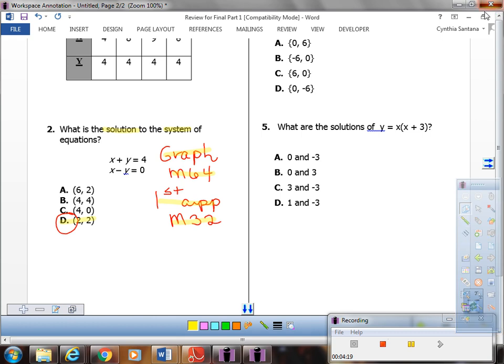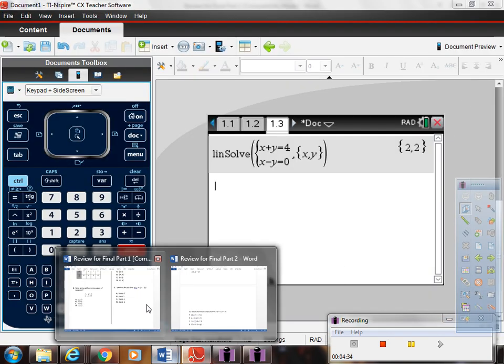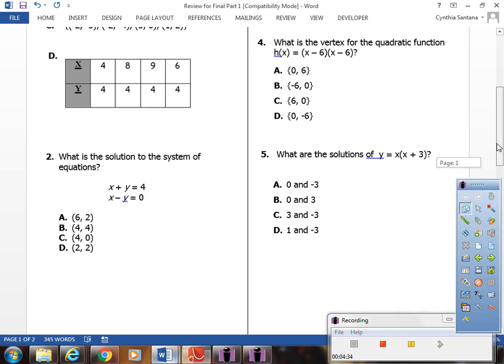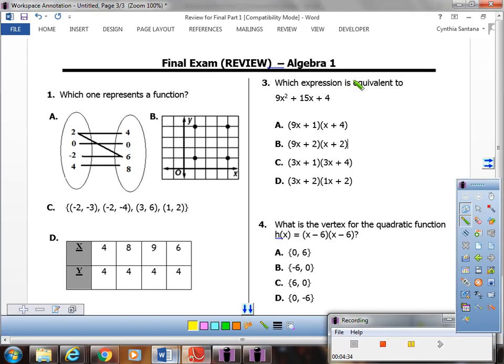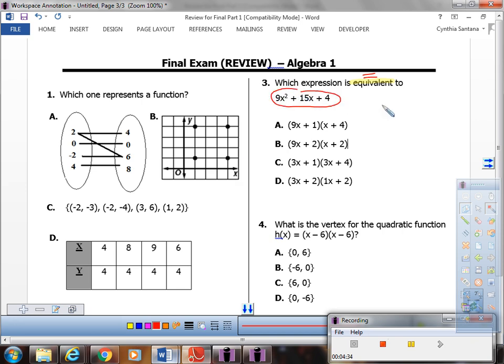Alright, so let's look at number 3. Number 3 says which expression is equivalent. So on this one, if you want to find out if something is equivalent, that's like asking, well, which one is equal to this expression right here. So you can use 2 different ways. The graphing is going to be the easier route here.